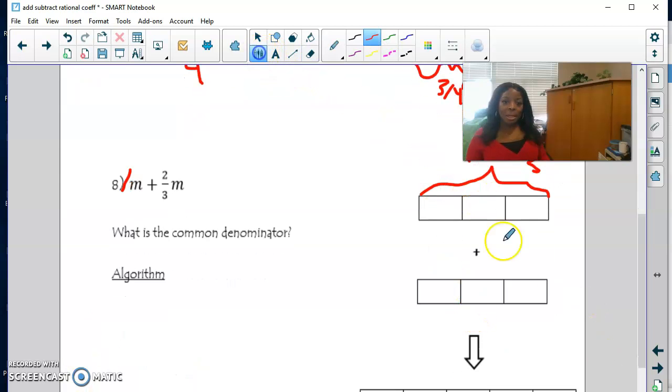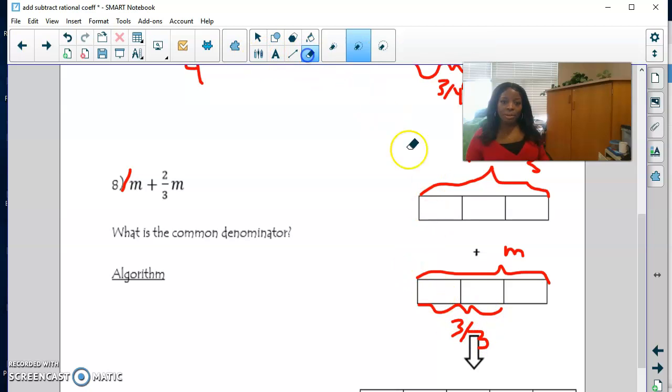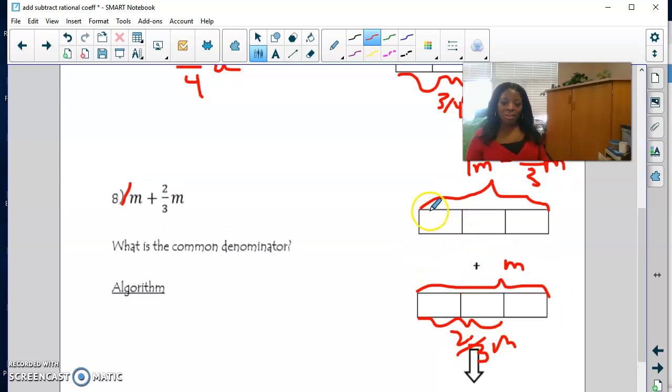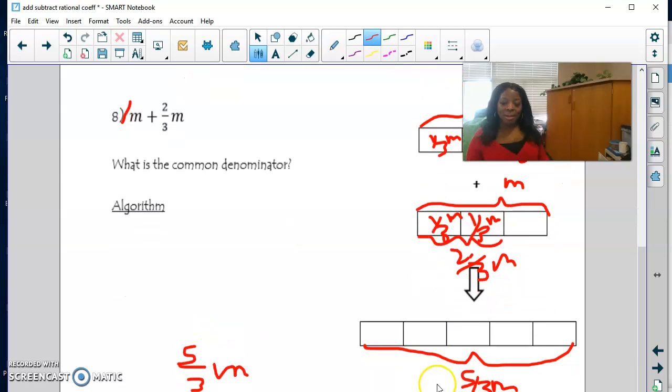Okay? So here is our m. We're going to add 2/3 to that. Okay, so how many total thirds is that going to be, guys? 2/3 m plus 3/3 m is 5/3 m. And my denominators tell me the size of the piece. 5/3 m. Alrighty, there we go.